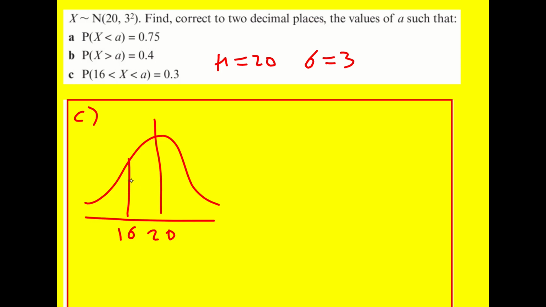Now, I don't know whether A is to the left or right of 20, I've just realized. Can we figure this out? Yeah, I'm not sure. I'm just going to stick it. It's not actually going to matter. I'm going to stick it to the right.